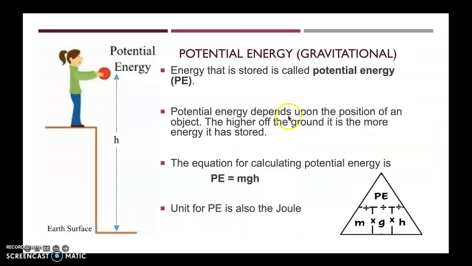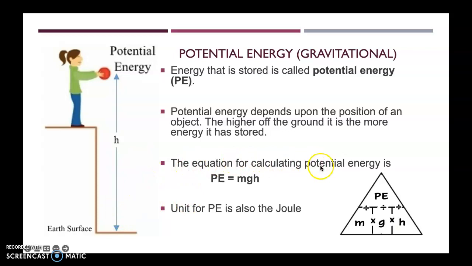All right, so starting off with potential energy. Potential energy is the energy that is stored in an object. So when an object is lifted to a certain height above the ground, because gravity is pulling down on that object, there is the potential of it to fall, but because it is being held, that potential has not yet been realized, so that energy is stored. It depends upon the position of the object. The higher off the ground it is, the more energy it has stored.